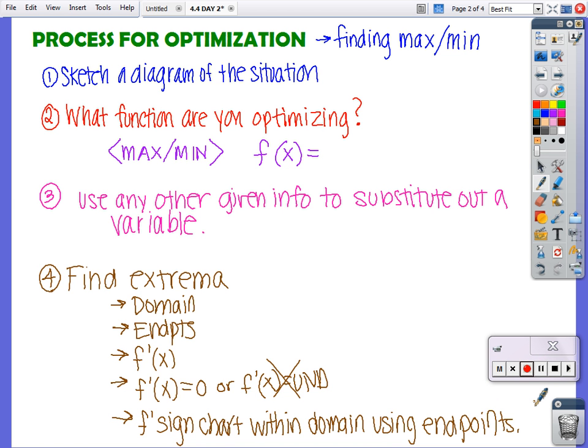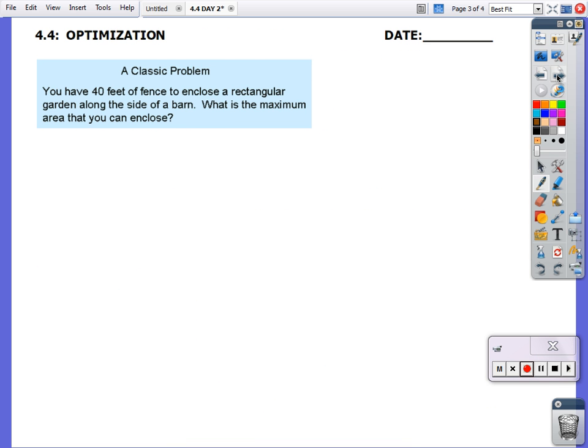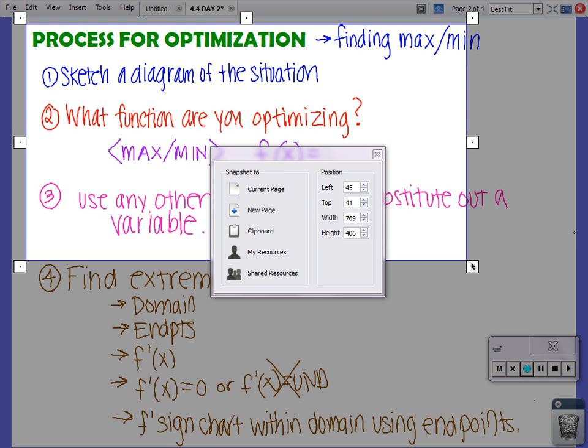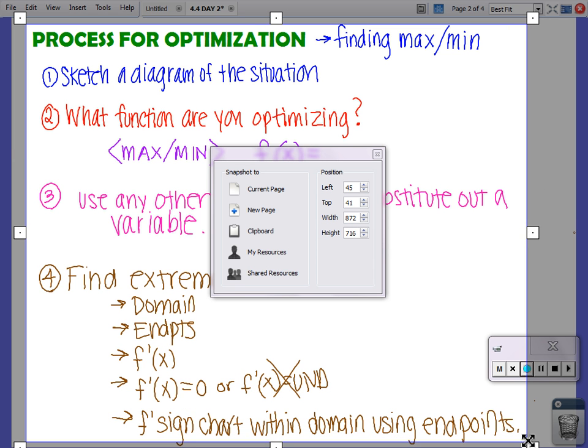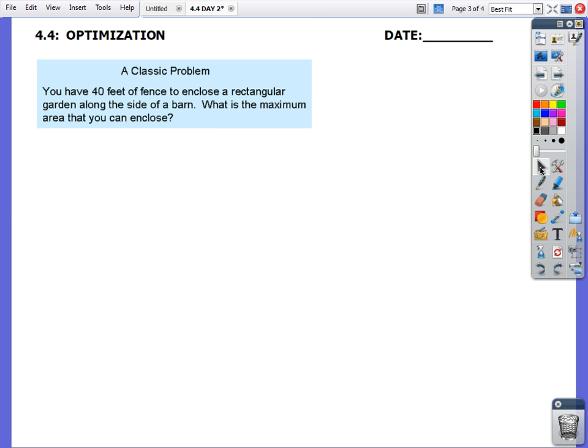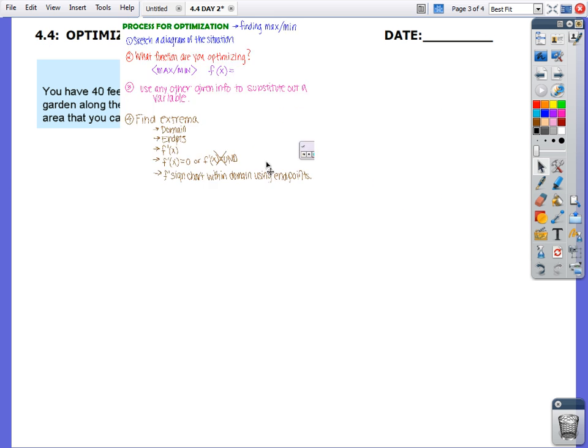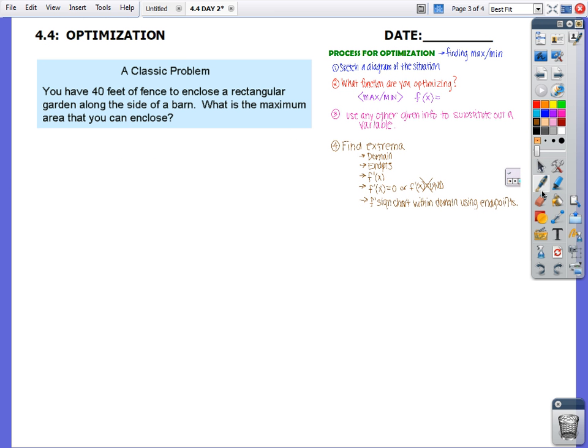So let's start off with some examples. Before I do that, I'm going to copy over the process so that I can refer back to it, and you guys can see on the screen the steps and not have to have them memorized. So there we go. All right, so let's start off. You have 40 feet of fence to enclose a rectangular garden along the side of a barn. This classic problem, they call it classic because almost every single calculus book you look at, this is one of the starting problems.